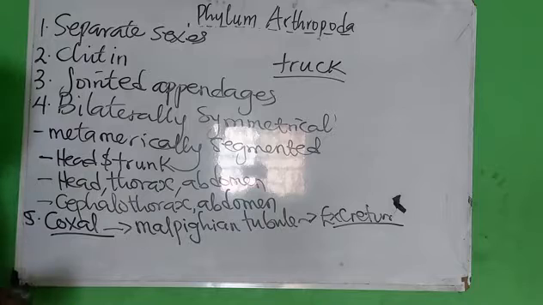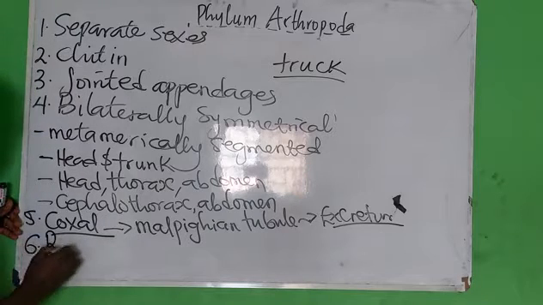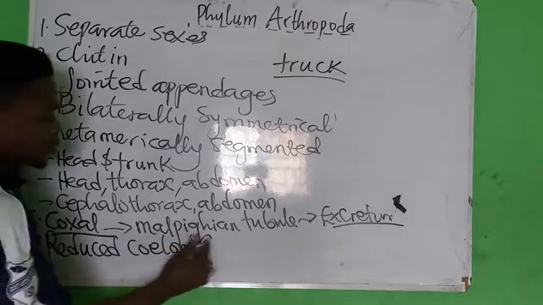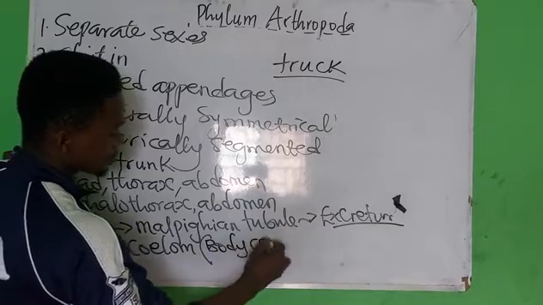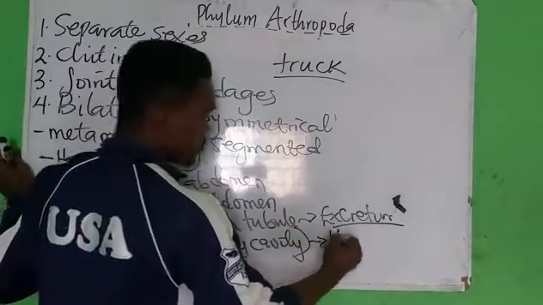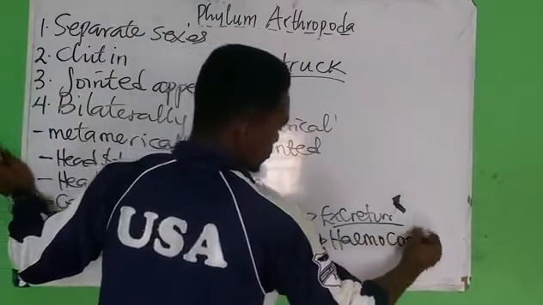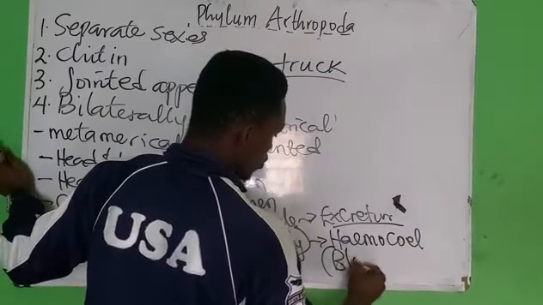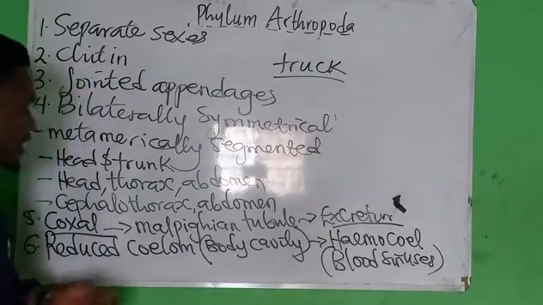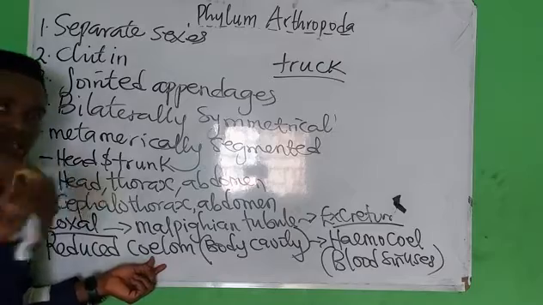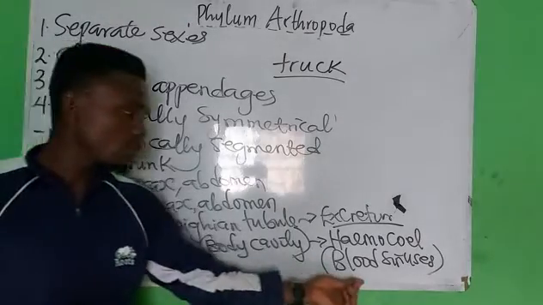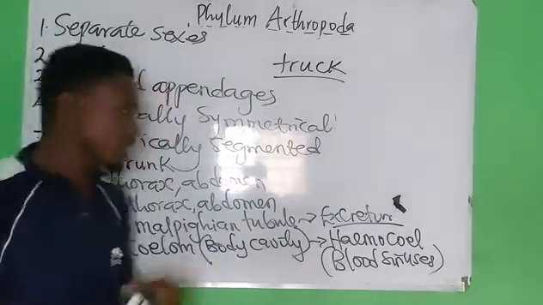Take note of that. Now these organisms, they have what is called reduced coelom. Now another name for coelom is what? Body cavity. And this body cavity is made up of what is called hemocoel. And this hemocoel is occupied by blood sinuses. The body cavity is a space that is filled with fluid, okay? And that fluid is called what? Blood. Sinuses also means space, alright? Take note of that.